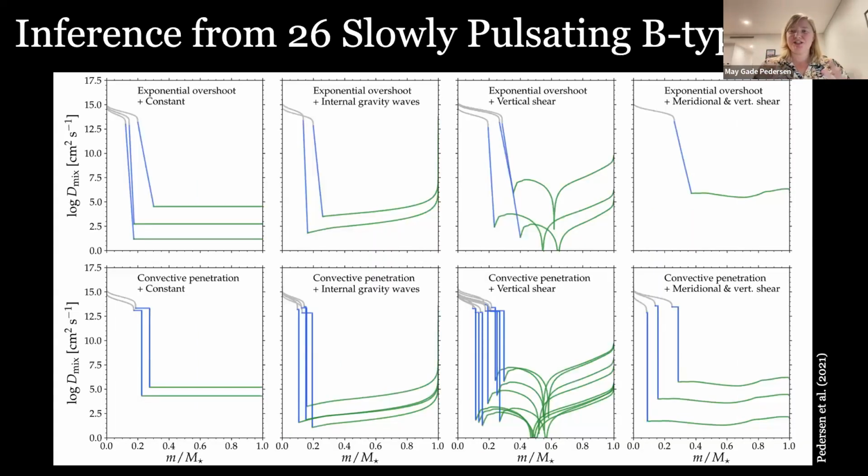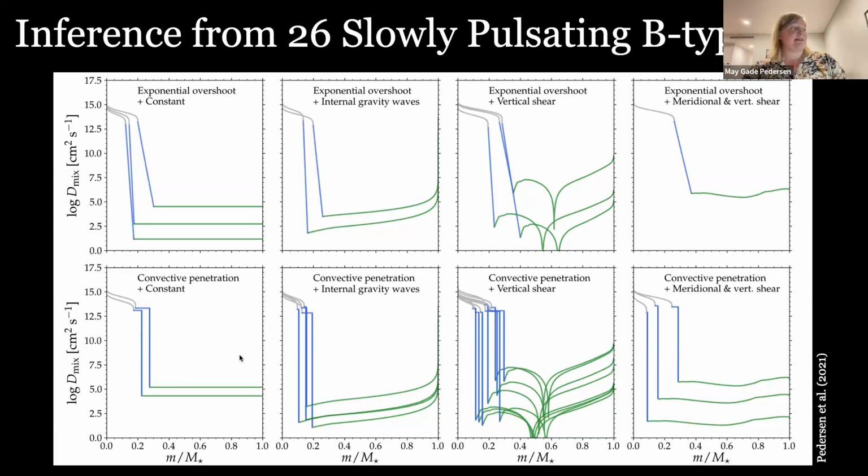This is a repetition of the mixing profiles from before, where now the number of profiles in a given subplot corresponds to the number of stars that preferred the given profile. So in this case, for example, there were 3 stars that preferred having a combined exponential diffusive overshoot and constant envelope mixing. What you're seeing here is, first of all, there's no one single profile that fits all stars the best. And the levels of mixing appear to be quite diverse across the entire sample.